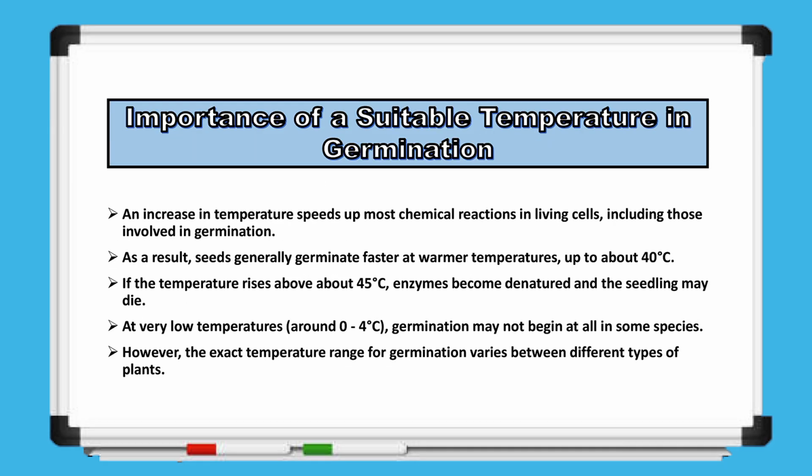Another important factor is suitable temperature. An increase in temperature generally speeds up most chemical reactions in living cells, including those involved in germination. Because of this, seeds usually germinate more quickly at warmer temperatures, up to about 40 degrees Celsius. If the temperature rises above about 45 degrees Celsius, the enzymes involved in these reactions may become denatured, which can stop the process and may even kill the seedling. At very low temperatures, around 0 to 4 degrees Celsius, germination may not begin at all in some plant species. However, the exact temperature range suitable for germination varies among different types of plants. Together, these factors ensure that germination occurs only when environmental conditions are suitable for the young seedling to grow and survive.